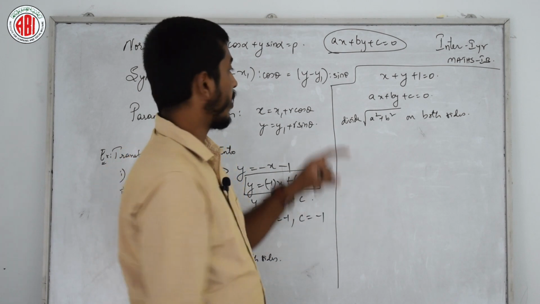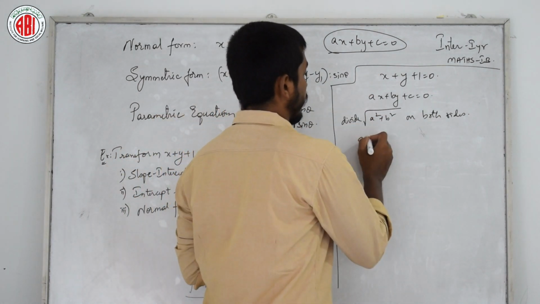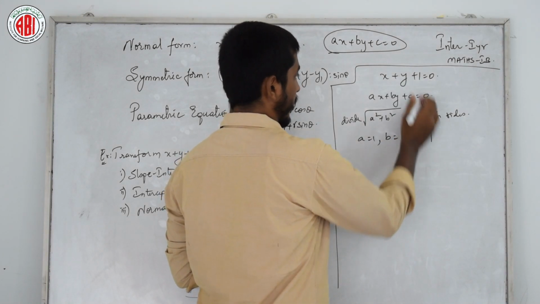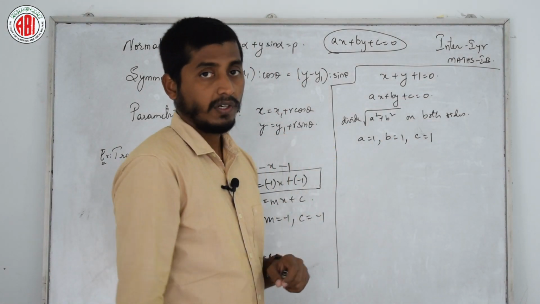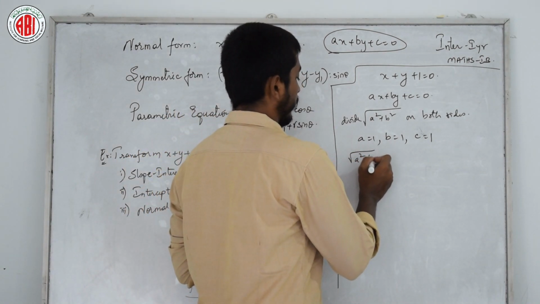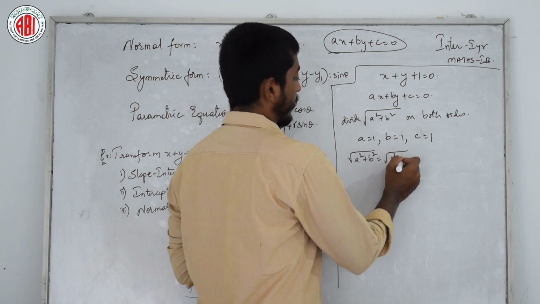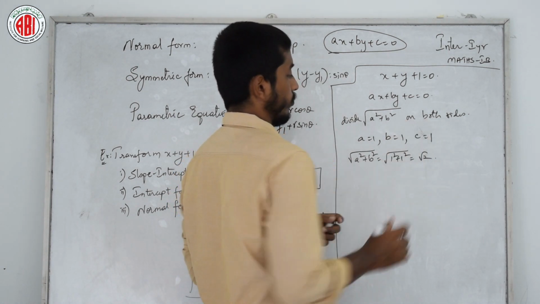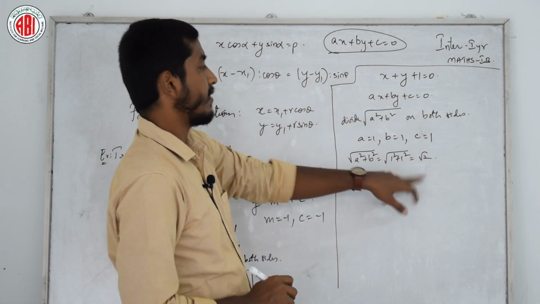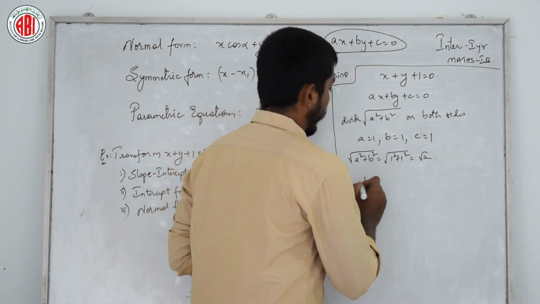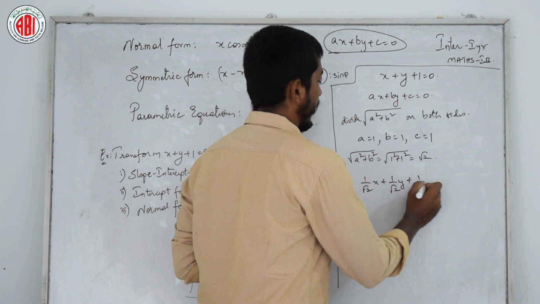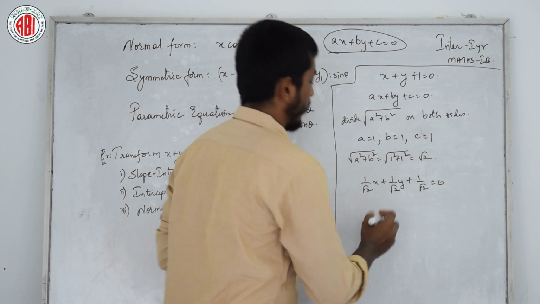Is it clear? What is a here? a is 1, b is also 1, c is also 1. Now let us find the value of under root a square plus b square, that is under root 1 square plus 1 square, that is root 2. Is it clear? This is root 2. Let us divide all the terms by root 2, that is 1 by root 2 into x, 1 by root 2 into y plus 1 by root 2. Let us move this 1 by root 2 to that side.